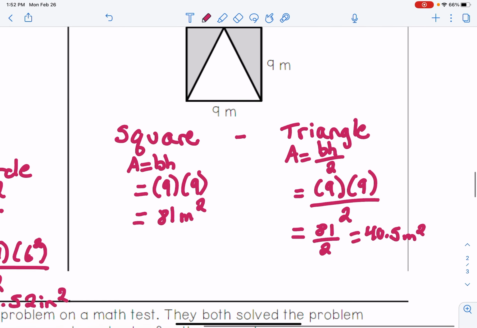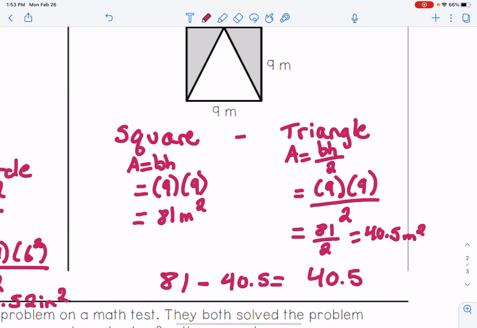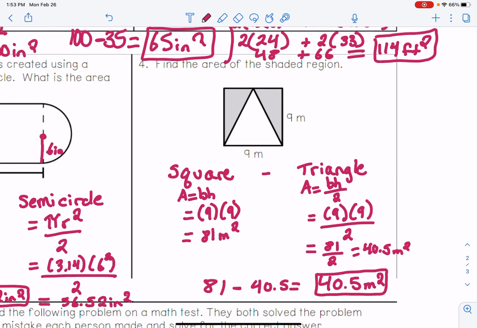All right, now that I know the area of the square and the area of the triangle, I can find the difference in order to find the shaded region. So that means I'm going to do 81 minus 40.5 to get my final answer of 40.5 meters squared. And that is the area of the shaded region on number 4.